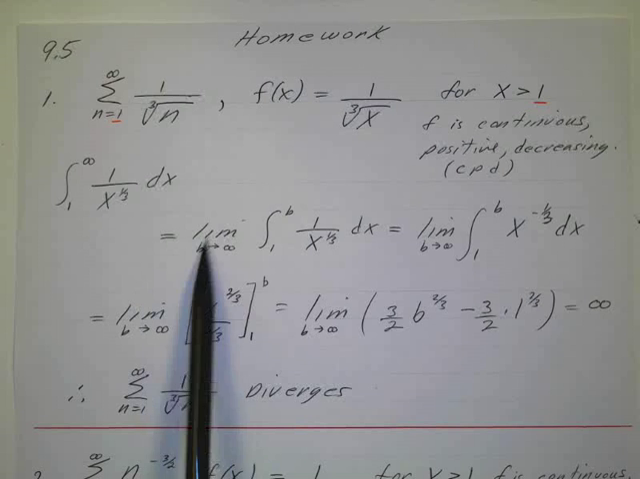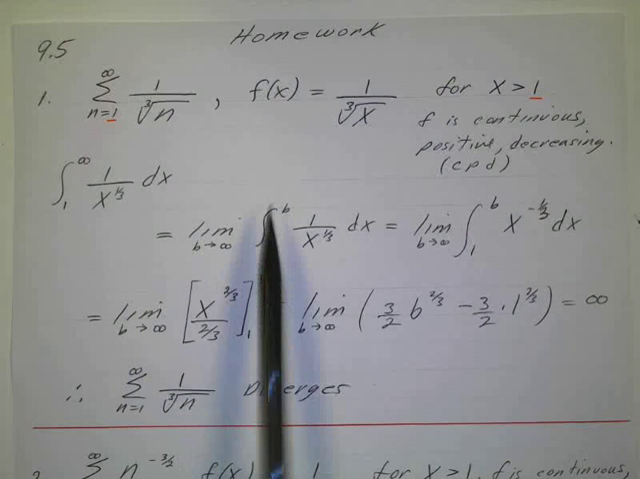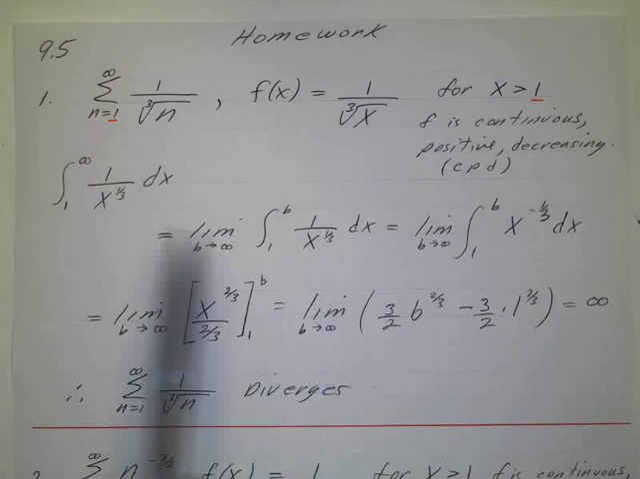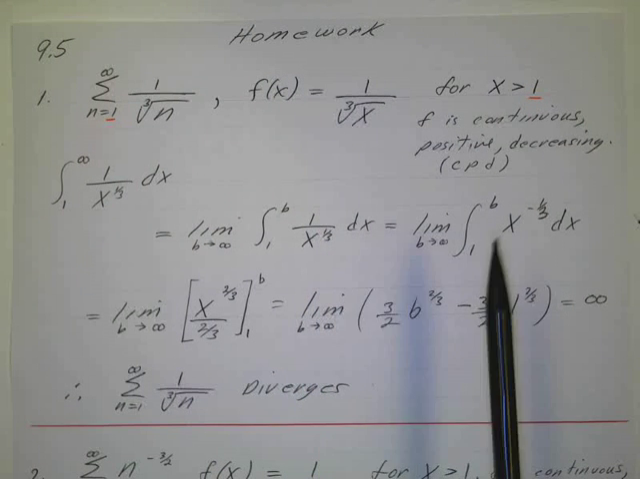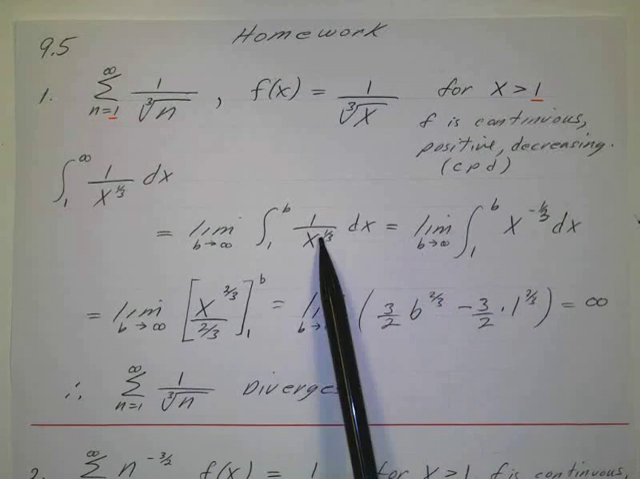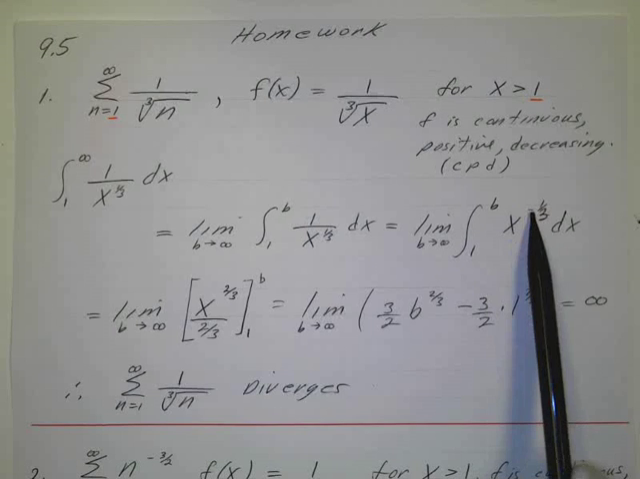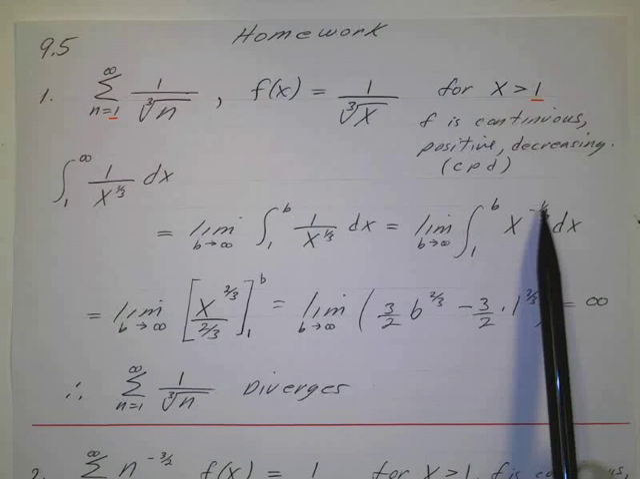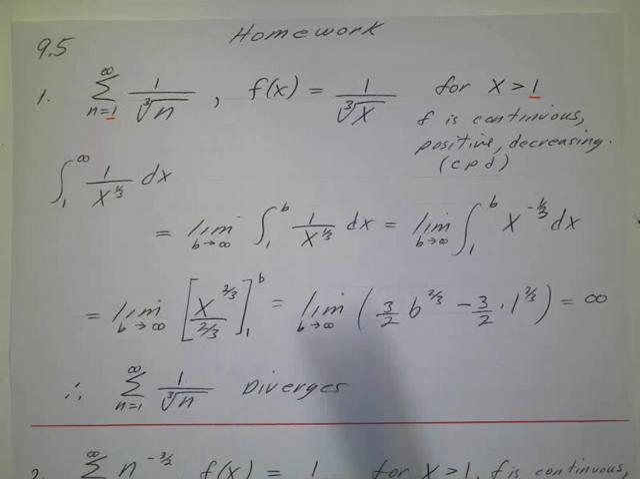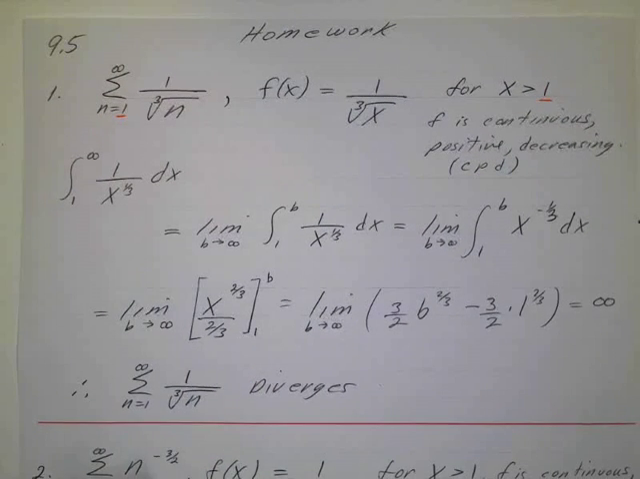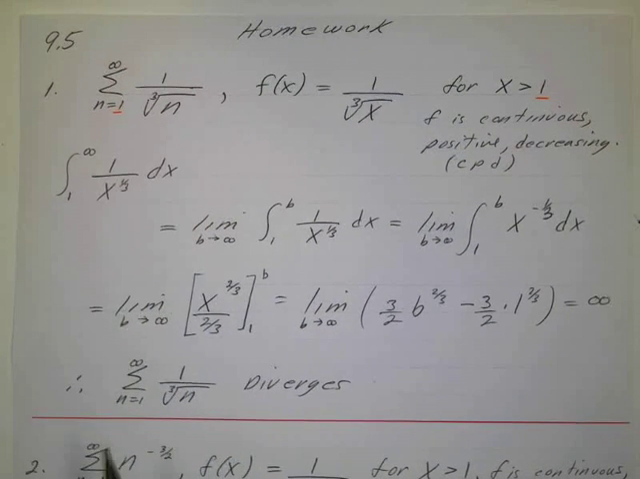So we have to change this to the limit as b approaches infinity of the integral from 1 to b of 1 over x to the 1/3, same thing as that, dx. I can put this up on the top as x to the minus 1/3, and then I'll add 1. So that'll make that positive 2/3, divided by 2/3 when I take the antiderivative. Let me evaluate that from 1 to b.